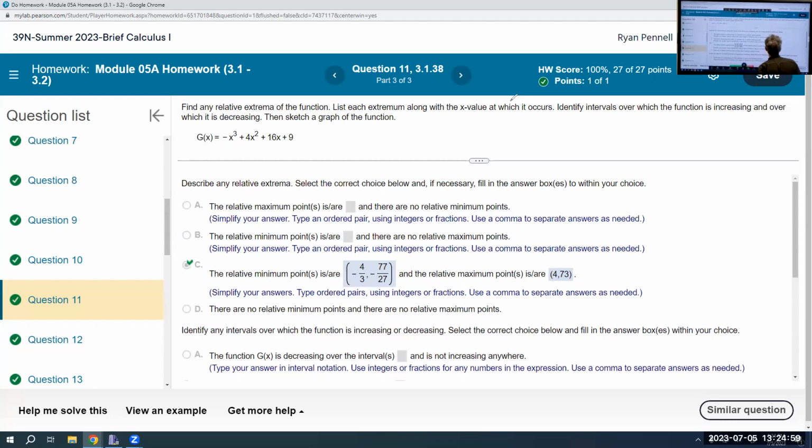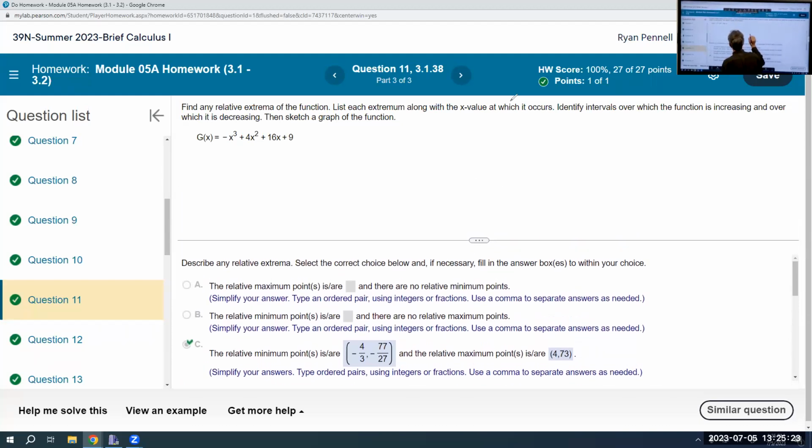Identify intervals over which the function is increasing or decreasing, and sketch the graph of the function. Luckily, we just have to make it; we don't actually have to sketch it. So that makes it quite a bit easier. All right, what do you think we ought to do? Well, if we're going to find these extrema, we're going to take the derivative.